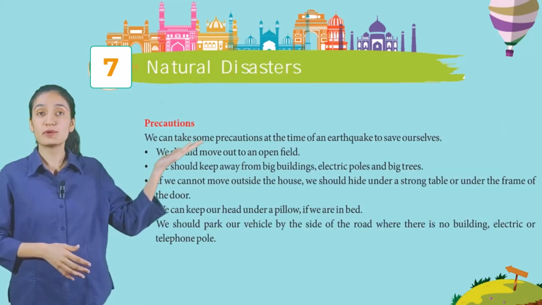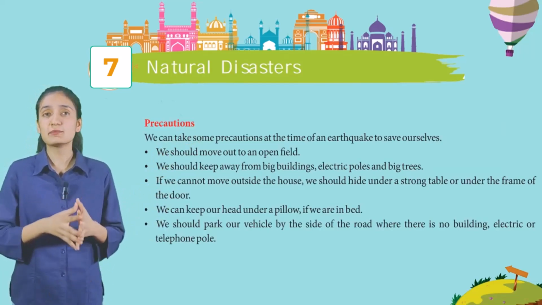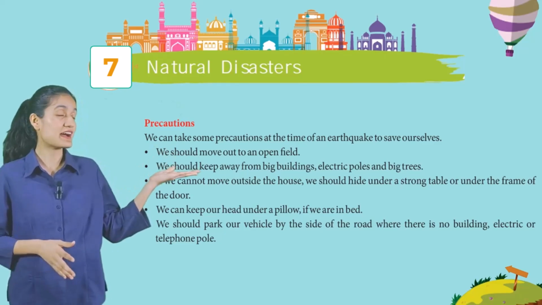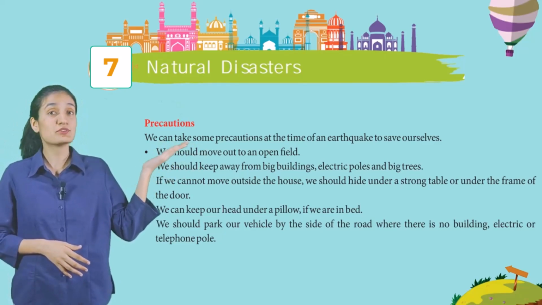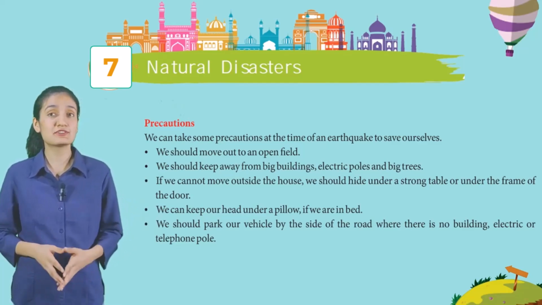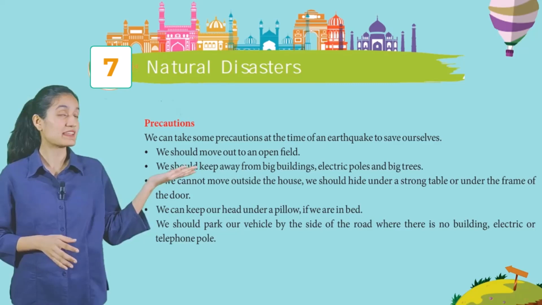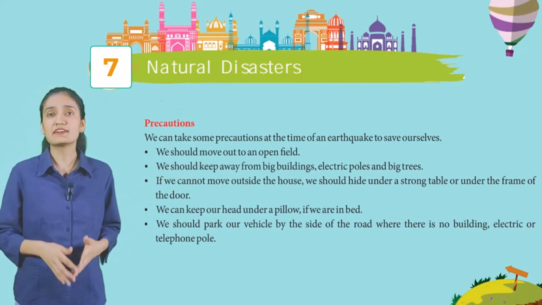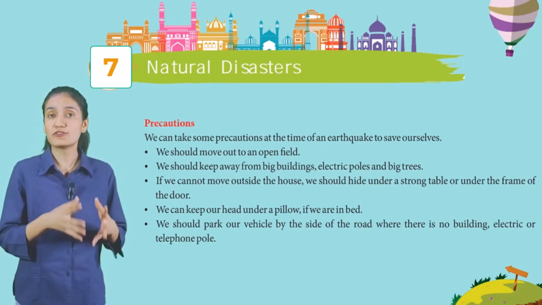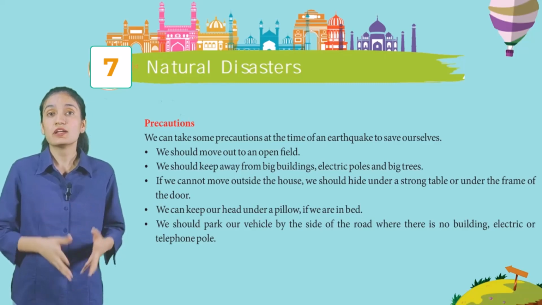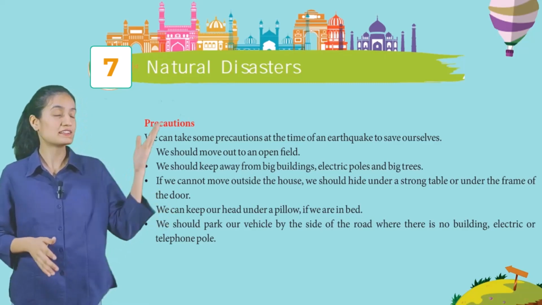Next topic is precautions. We can take some precautions at the time of an earthquake to save ourselves. Here they are: we should move out to an open field. We should keep away from big buildings, electric poles and big trees. Next, if we cannot move outside the house, we should hide under a strong table or under the frame of the door. We can keep our head under a pillow if we are in bed.